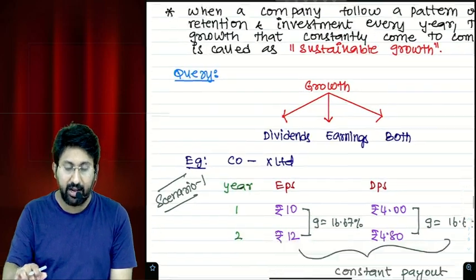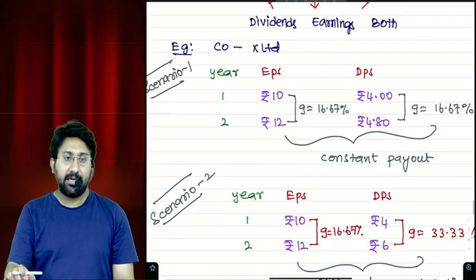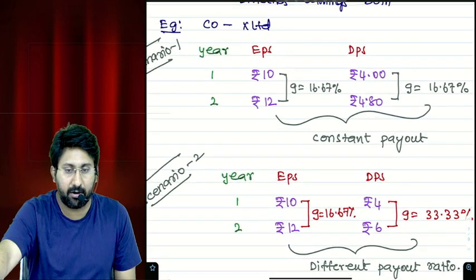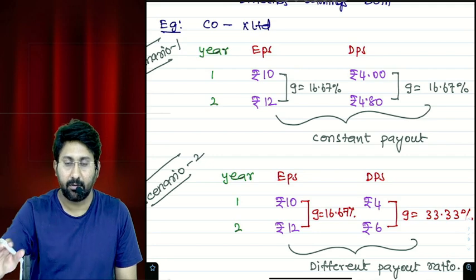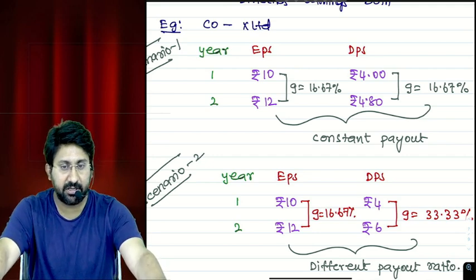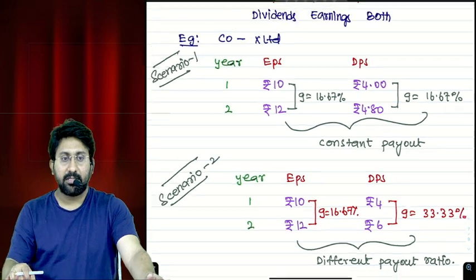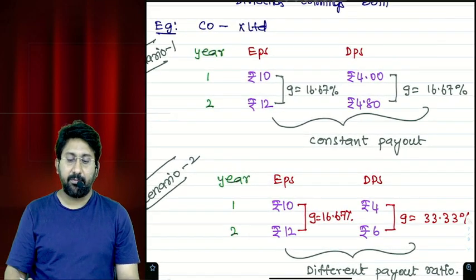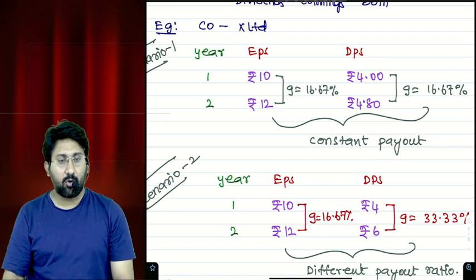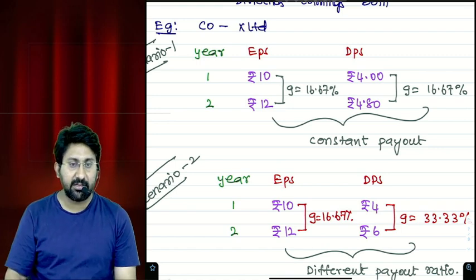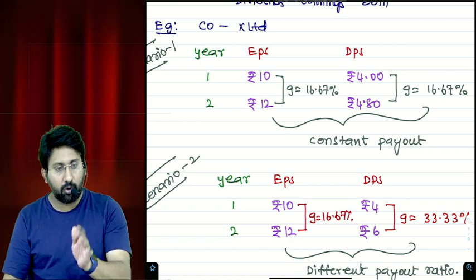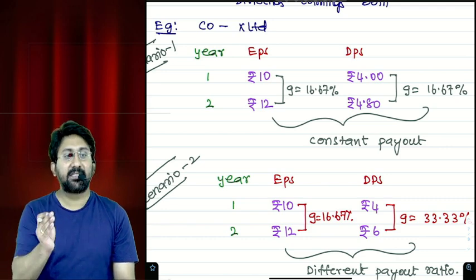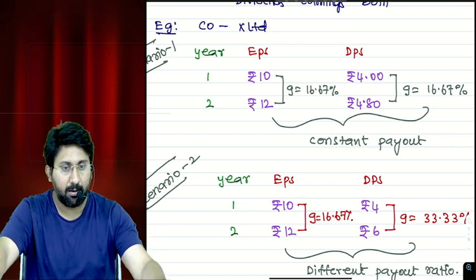See here, I have taken two scenarios. Example, there is a company called X Limited. See here, this is the information that is provided. Scenario number one. Year one, EPS of this X Limited is rupees 10. Year two, EPS of X Limited is rupees 12. Means how much growth is there? 10 has become 12. That means 12 minus 10.